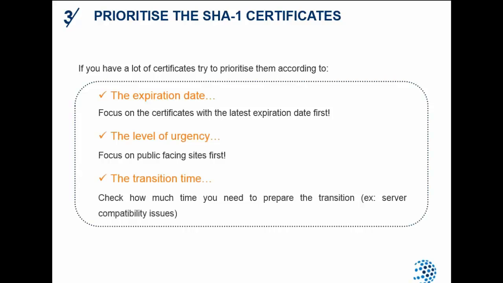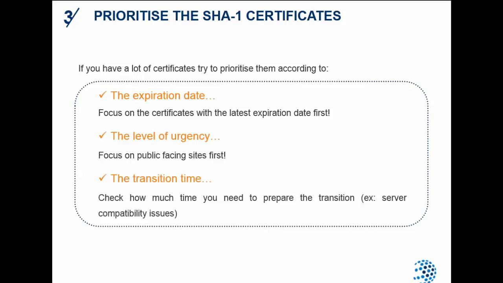Now, part 3 is prioritizing your SHA-1 certificates. If you have a lot of certificates, you need to try and prioritize them. So I understand, some people have 500 certificates, 1,000 certificates. It is not easy to wake up one day and say, I'm moving them all to SHA-2. Okay, you need to have a plan in place.